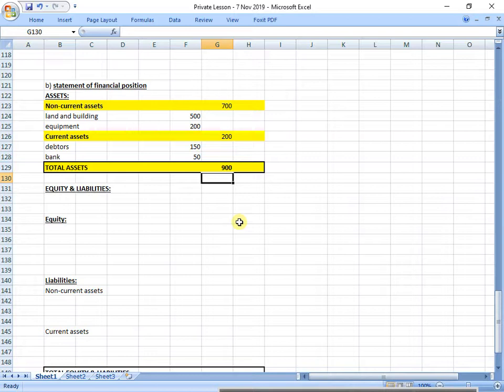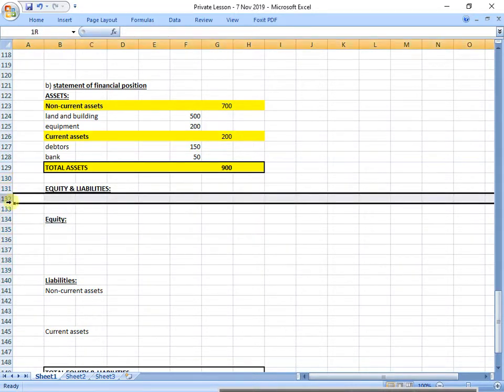This company has 900. It could be 900,000, it could be 900 million, it could be 900 billion. It doesn't matter. Okay, I'm just keeping the amount small so we can work with them. Just look at your question and see what unit of measurement is given. Is it millions? Is it thousands? What is it? Right, then we need to do this next section, equity and liabilities.